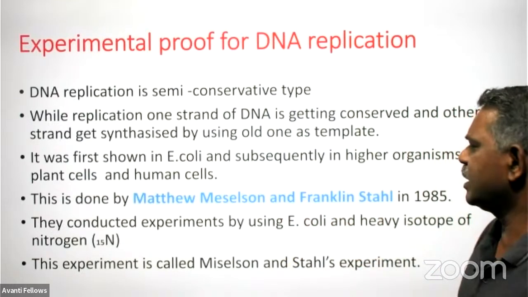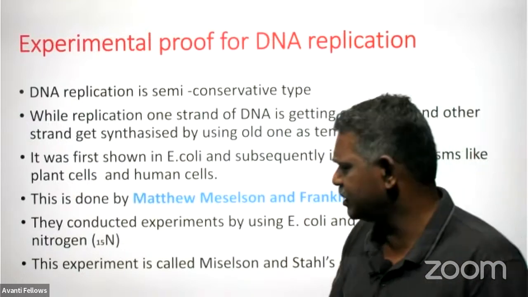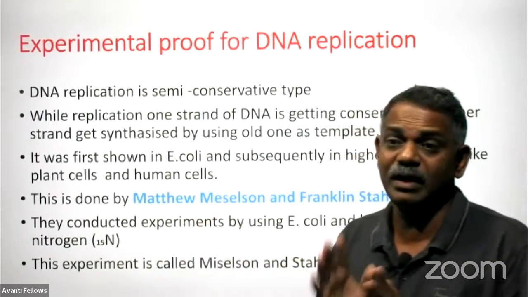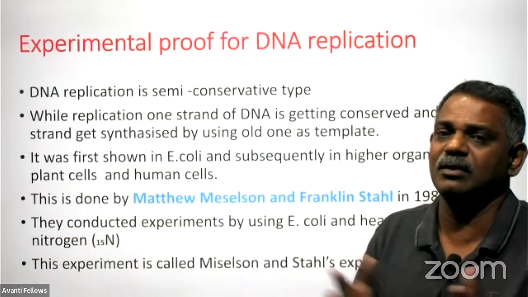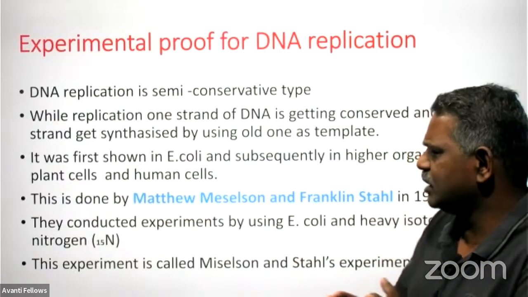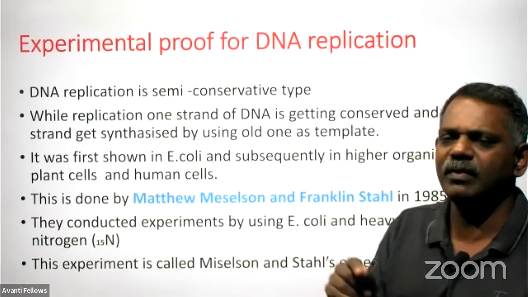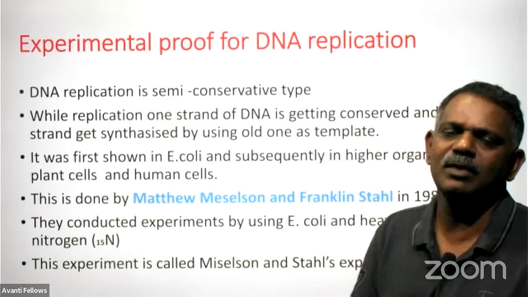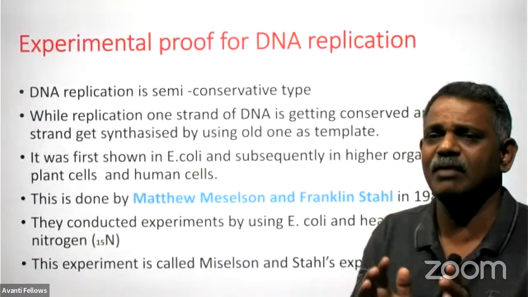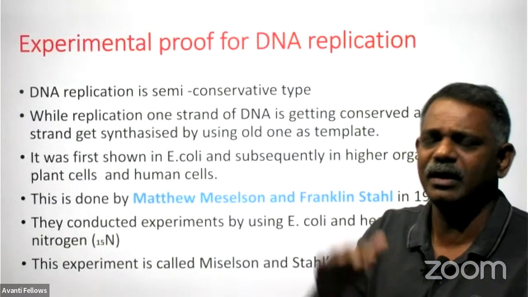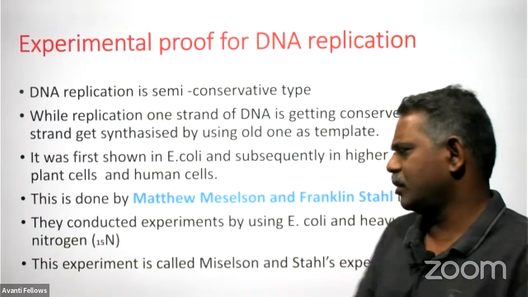coli and a heavy isotope of nitrogen, that is nitrogen-15, the heavy isotope, not the radioactive isotope. It is a heavy isotope. The normal one is N14, and here they use N15. Remember, it is not radioactive; it is a heavy isotope, heavier than ordinary nitrogen N14.